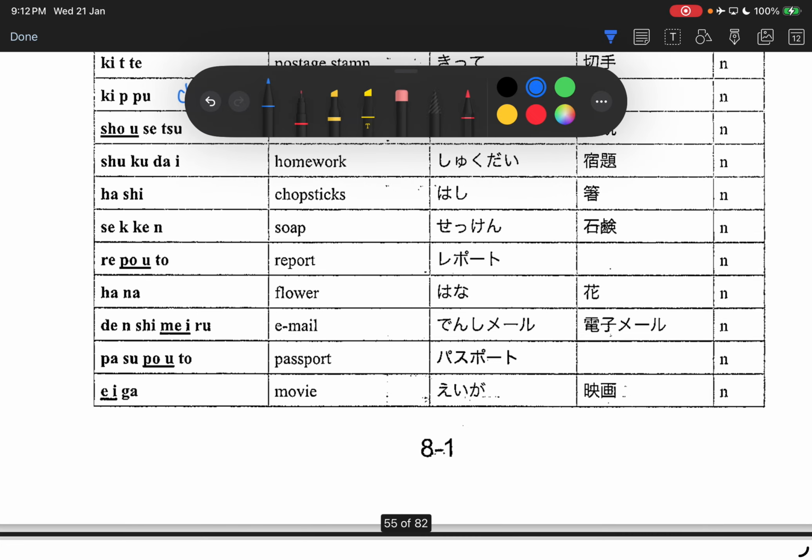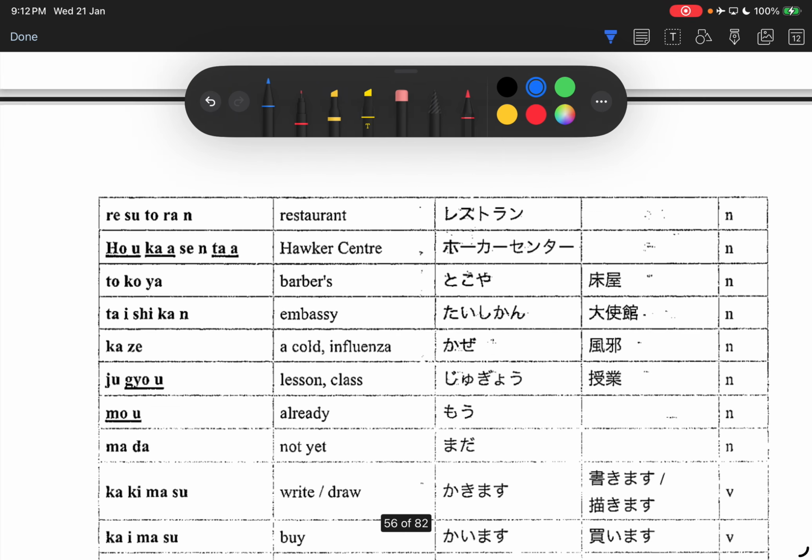Next one. Pasupooto. The U is silent, of course. The first time when I said it, I purposely put in the U, but actually the U is silent. So we just say pasupooto. Okay. Next one. Eiga. Okay, next page.